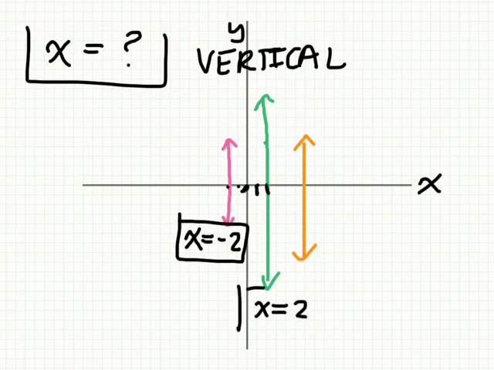And then the third line, what's the equation? It's going to be 1, 2, 3, 4, 5, 6. So the equation would be x equals 6.